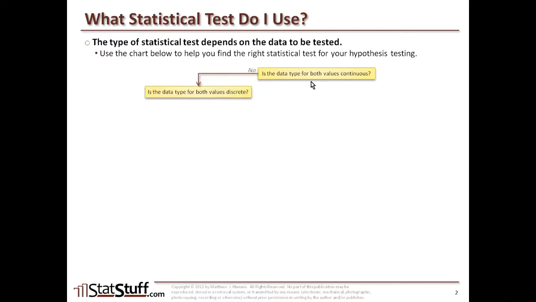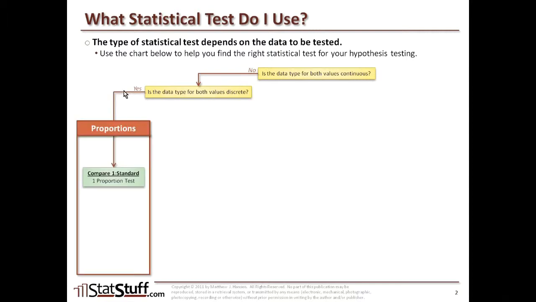If they're not both continuous, then the next question we want to ask ourselves is: is the data type for both values discrete? If both data values are not discrete, then we're going to go in one path, but if they are both discrete, then we're going to go down this path where we're going to be testing for proportions. By testing for proportions, there are several different tests we're going to use going down that path.